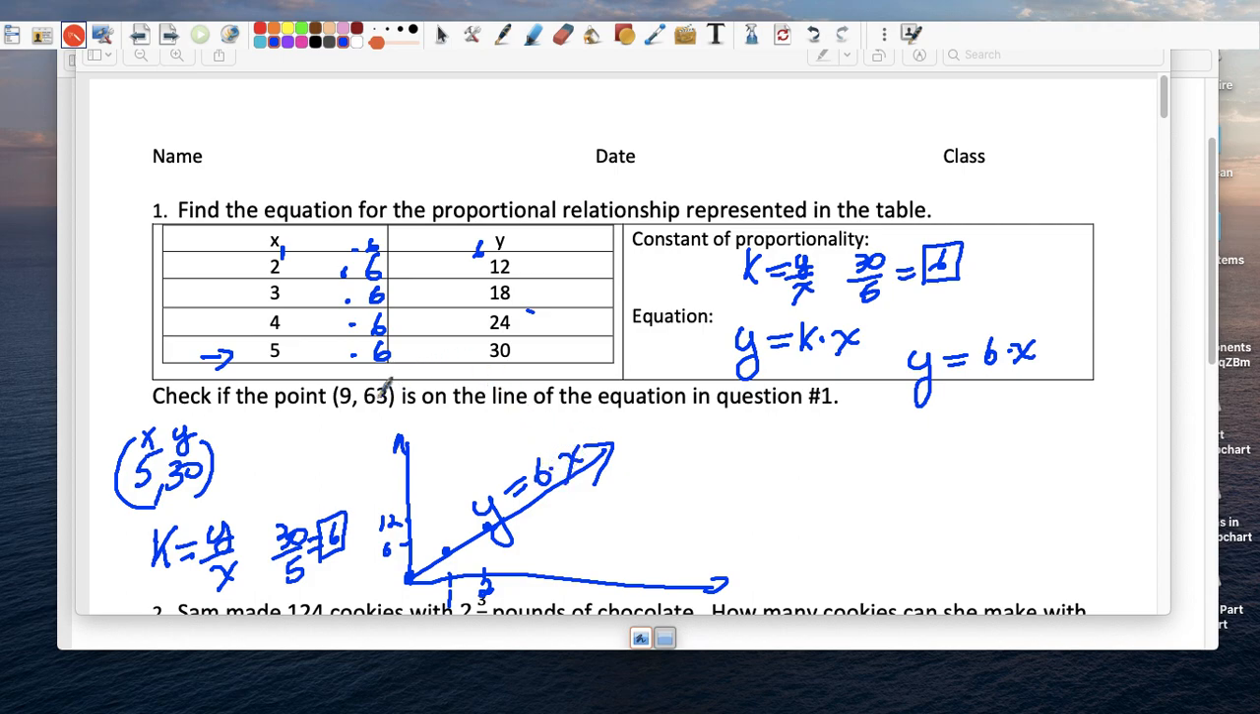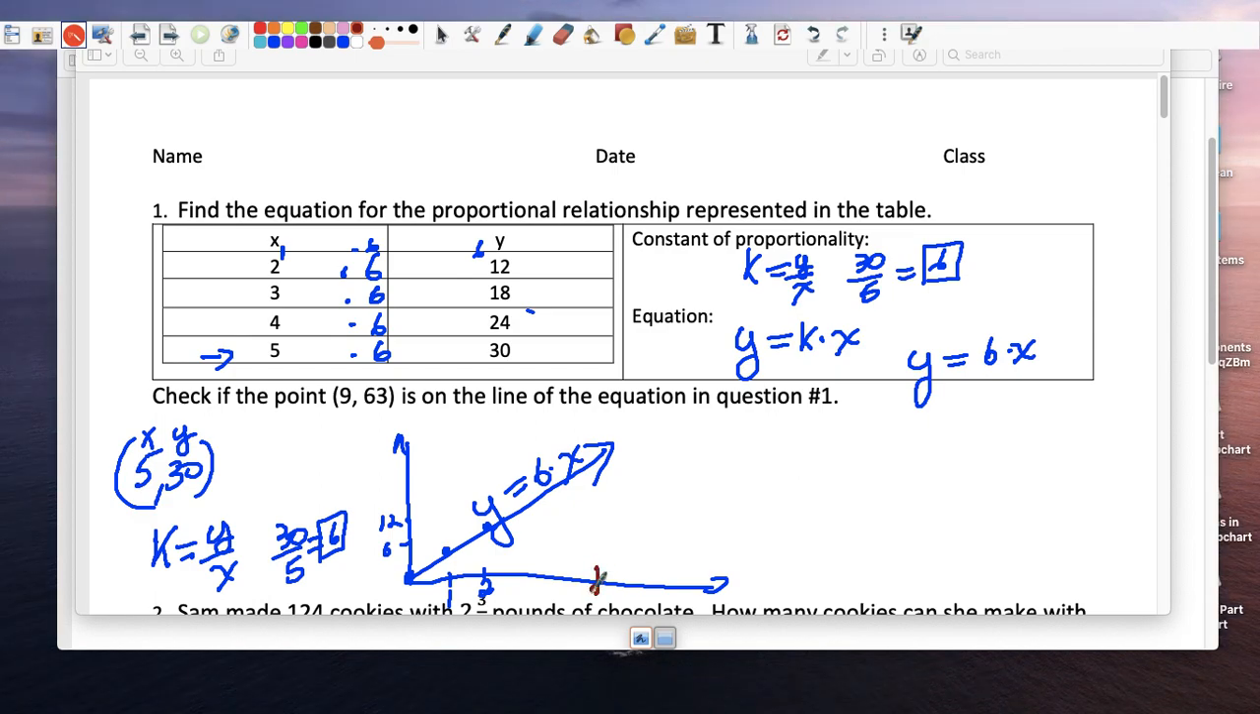Now they're asking us if the point 9 and 63, if I were to plug in 9 over here, would 9 and 63 be on this line? Right, so if you continue this table and you write 9 over here, they're saying when x equals 9, y would be 63. Well, is 9 times 6 equal to 63? No, actually 9 times 6 is 54, so this point is somewhere over here. Is it on top of the line? No, it's not. So there's two ways for you to check.